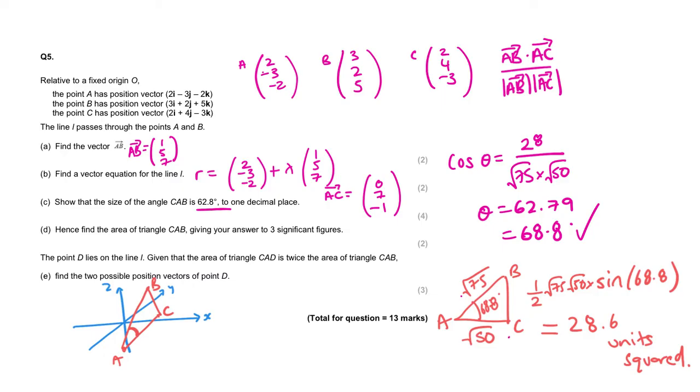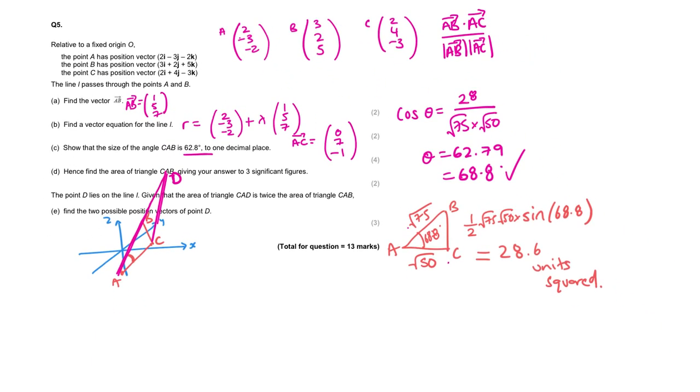part E. It says the point D lies on the line L. What was the line L again? The line L is this line that A and B are on. And it lies on there somewhere. Given that the area of the triangle CAD is twice the area of the triangle CAB. Okay, so imagine if I drew another triangle. Let's just pretend this is D. So this is twice the area. Find the two possible position vectors of point D.